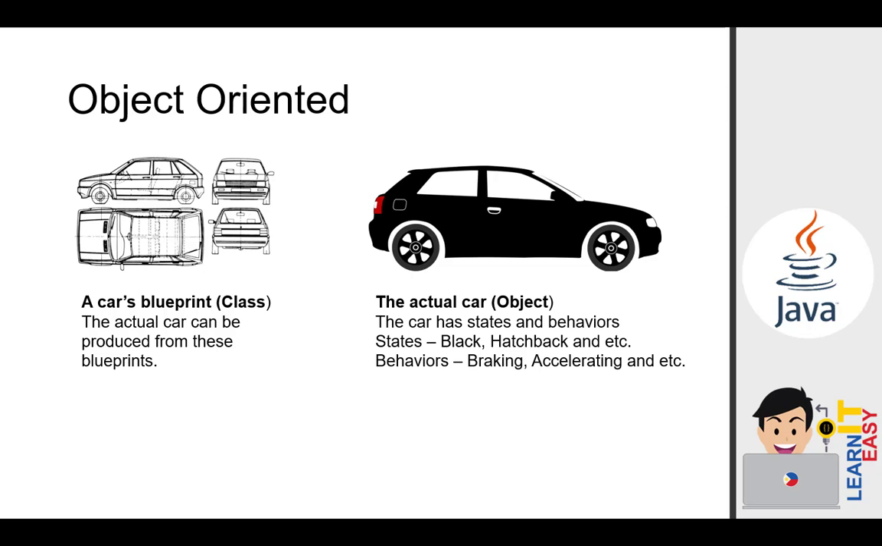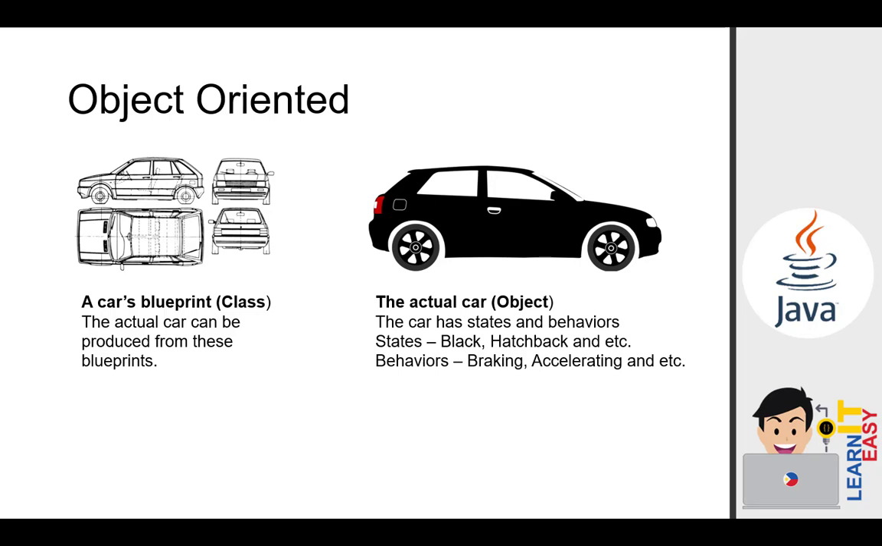Then the created object, in this case, the car, will have its own states and behaviors that are also stated in the blueprint. For example, in this case, the states are the following. The car's color is black, it is a hatchback model, and etc. Then the car's behaviors are braking, accelerating, and etc.